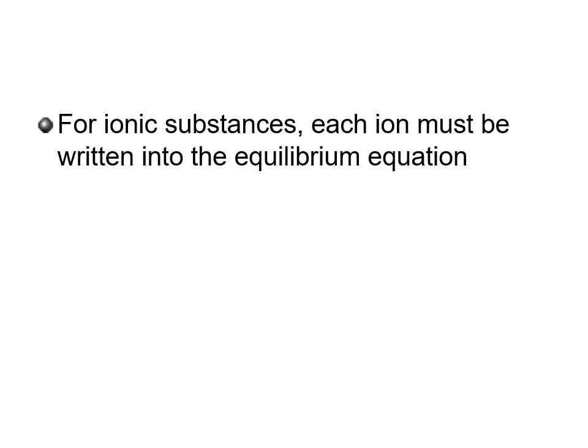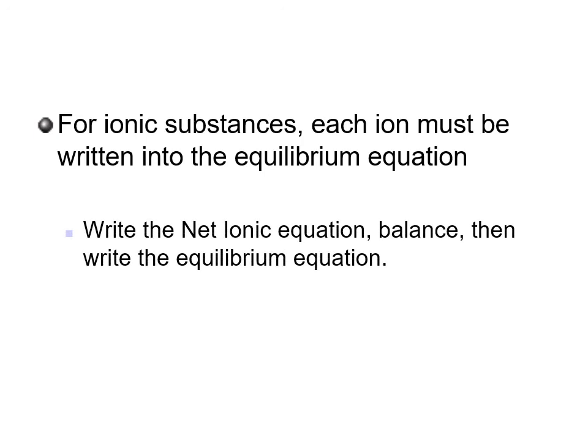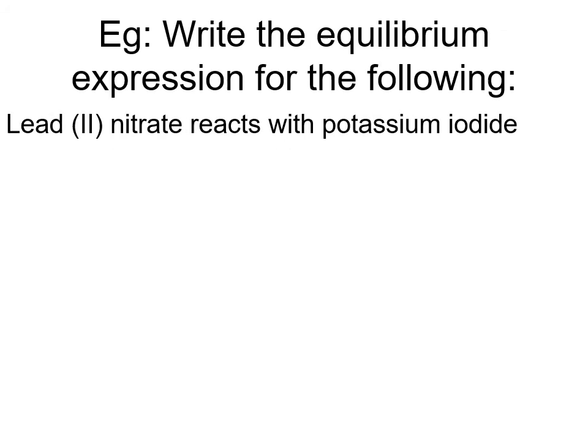For ionic substances, each ion must be written into the equilibrium expression. So essentially we have to write the net ionic equation that we're dealing with, make sure it's balanced, and then write those ions in as if they're their own species, which they are. Assuming they are aqueous, write them in with their particular coefficients. So for example, writing the equilibrium expression for lead 2 nitrate reacting with potassium iodide. So first off, you can pause this and try to write the net ionic equation for this particular reaction.